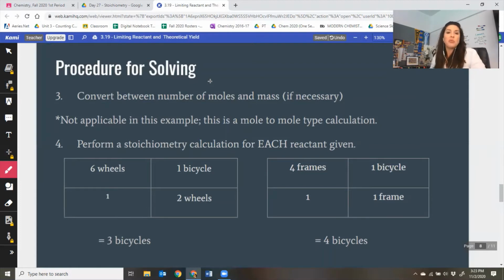So we're ready to perform a stoichiometry calculation for each of the reactants given. Given 6 wheels, I set it over 1. In the next step, I drop wheels down below and use the mole ratio that we calculated in the last step.